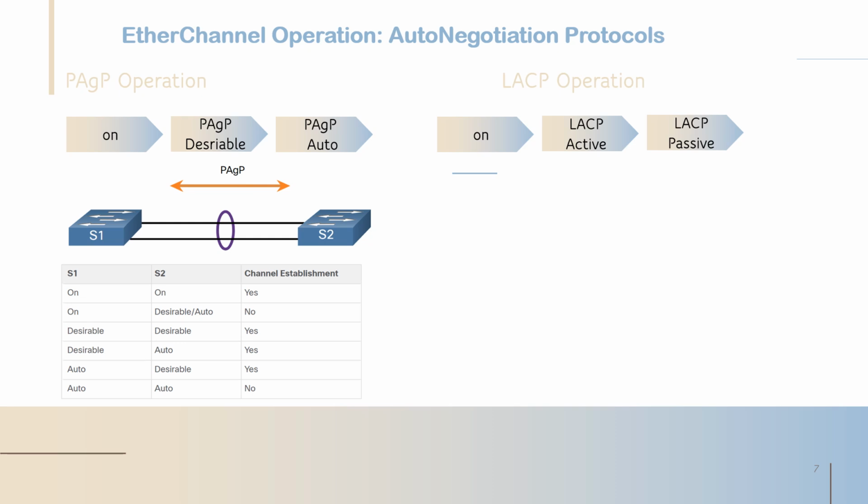LACP allows for 8 active links and also 8 standby links. A standby link will become active should one of the current active links fail.